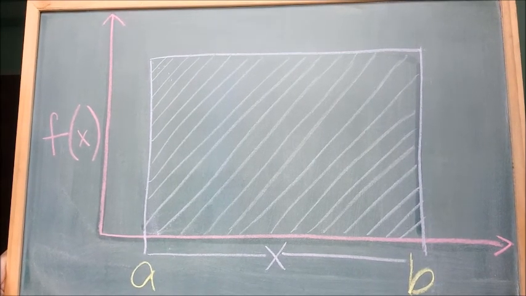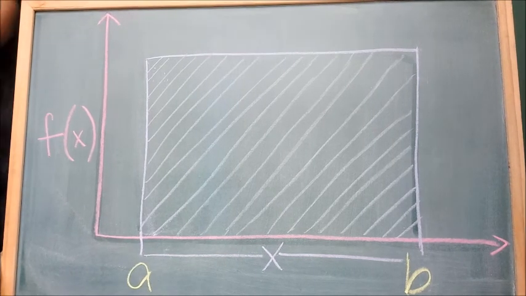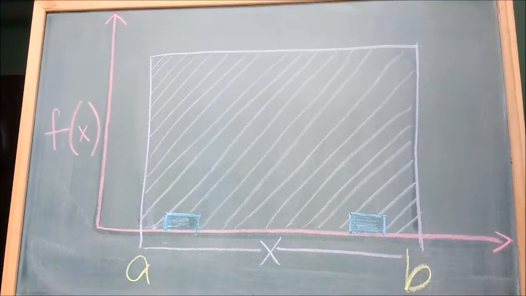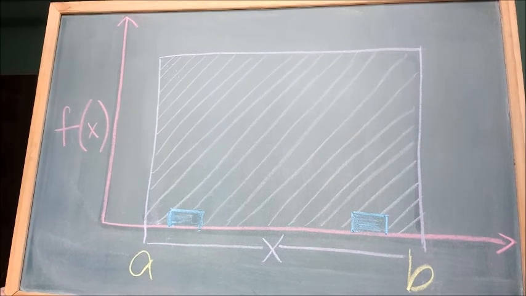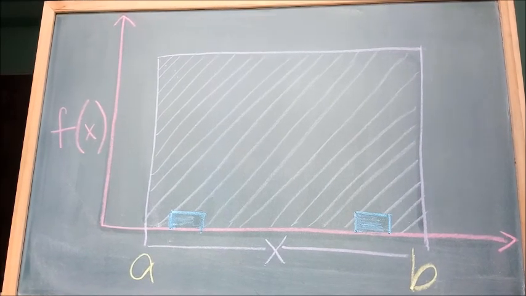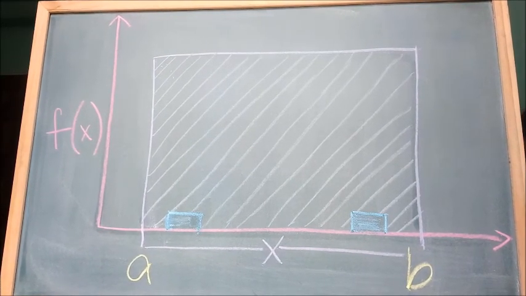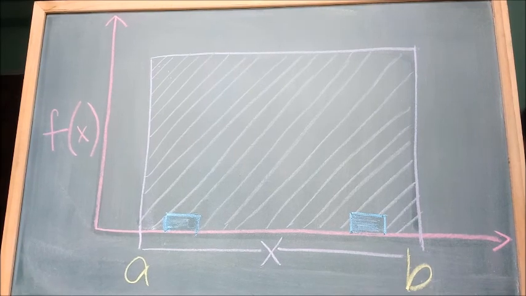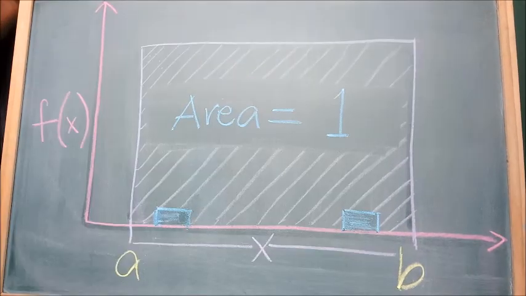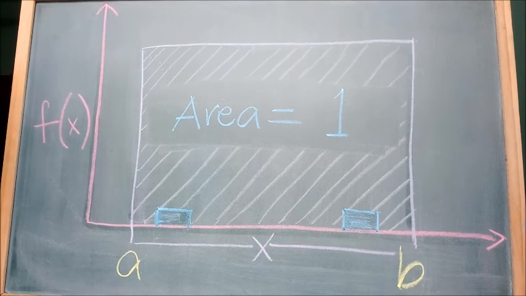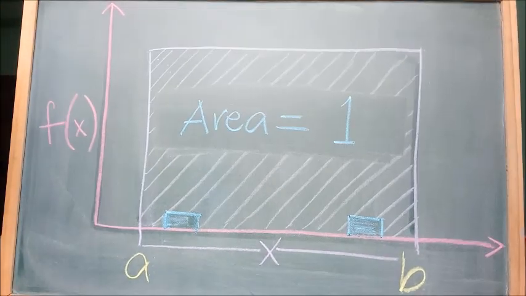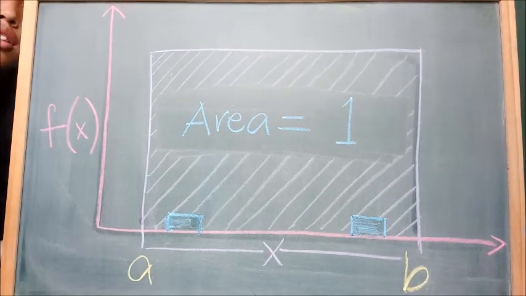Any intervals of any length are equally likely to occur. Therefore, an interval close to A has the same probability as an interval close to B, given that they are both of the same length. This is a continuous uniform distribution, so we know that the area is equal to 1.